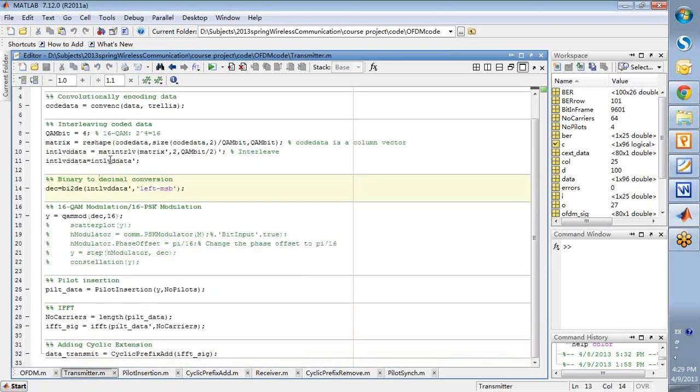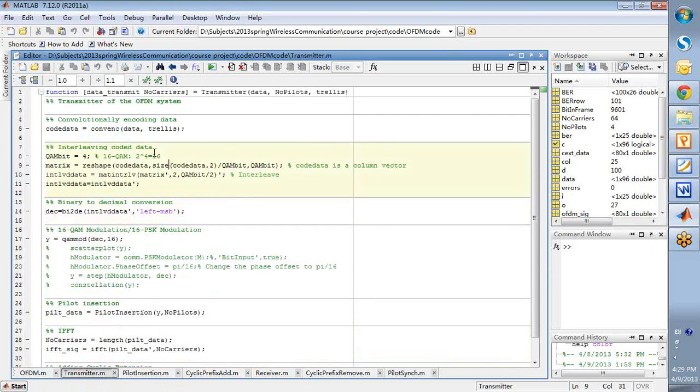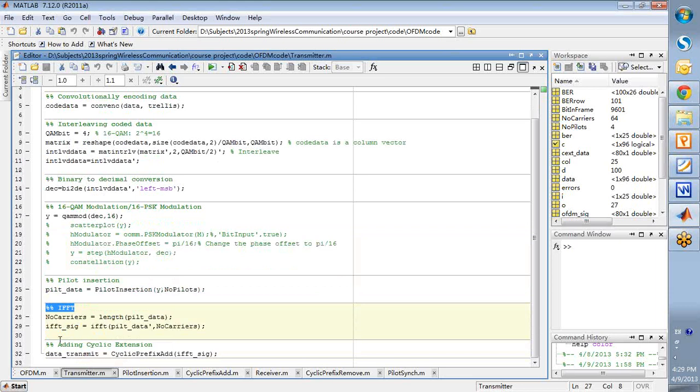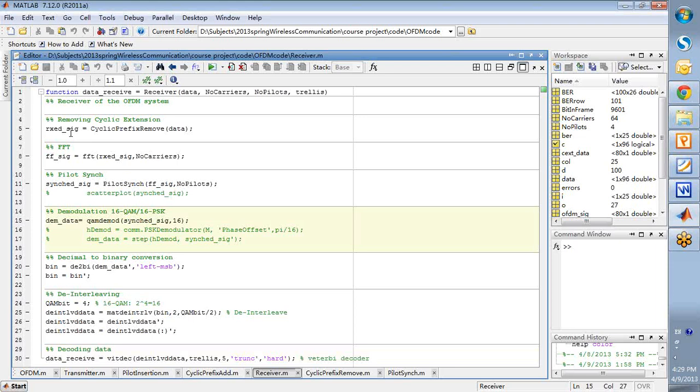The transmitter here is doing convolutional encoding of data, interleaving data, binary to decimal conversion, modulation, pilot insertion, FFT, and adding the cyclic extension. On the receiver side, it's doing removal of the cyclic extension, FFT, pilot synchronization, demodulation, decimal to binary conversion, de-interleaving, and decoding data.